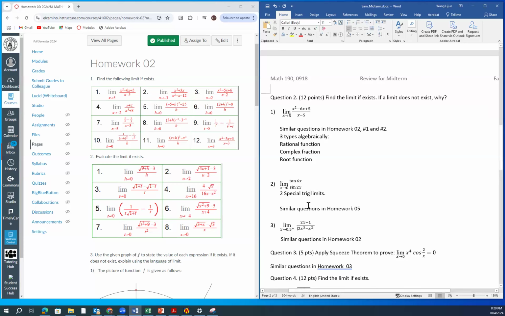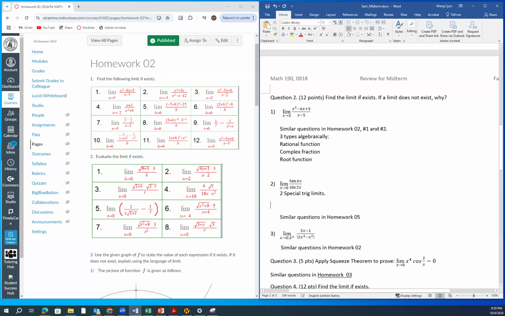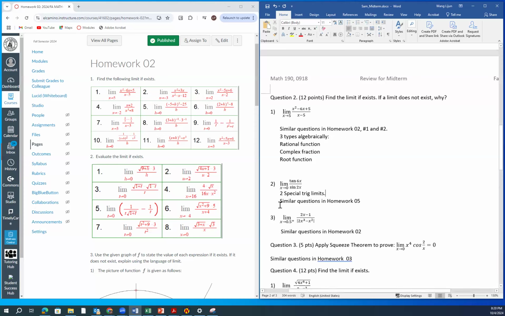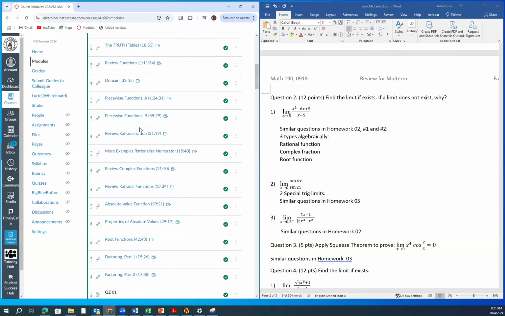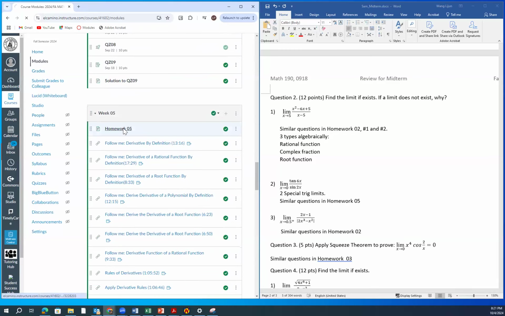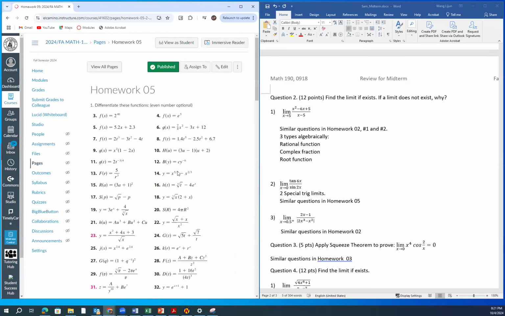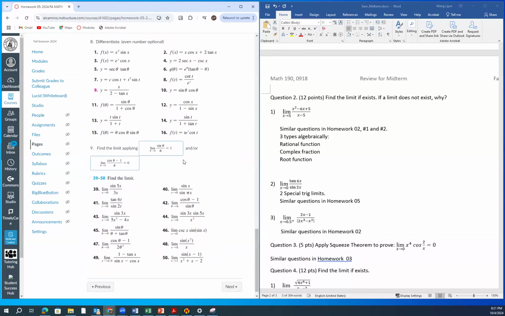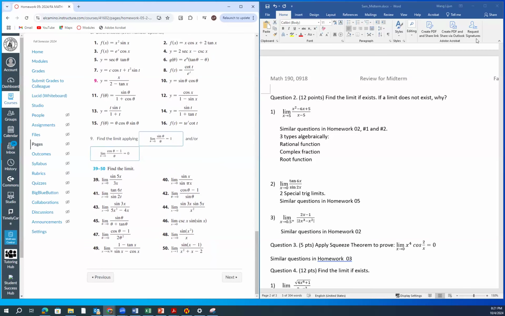We have lessons on that part, and the homework. Similar questions show up in homework number 5, so let me take you there. Homework set number 5. This is just one of the examples. I picked the second one.